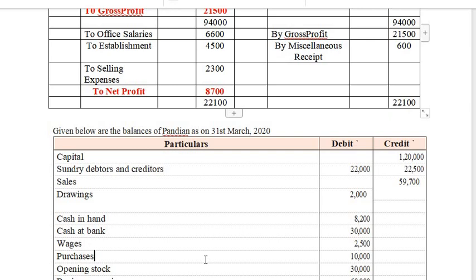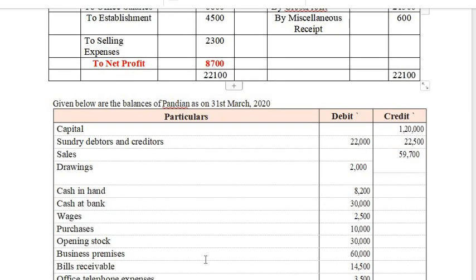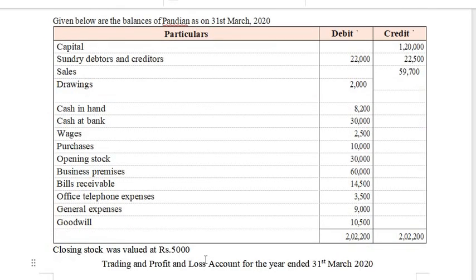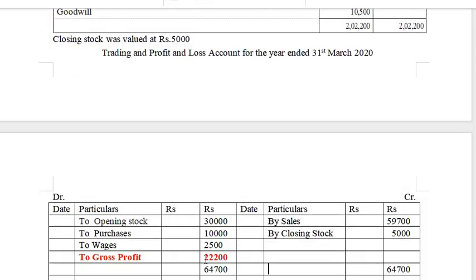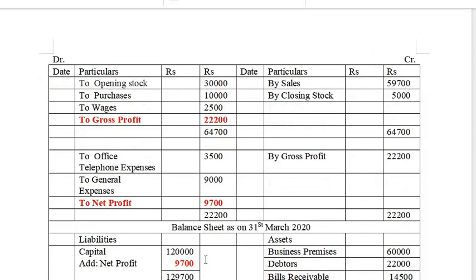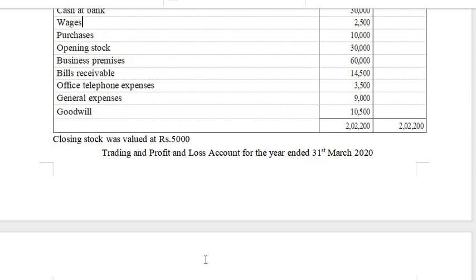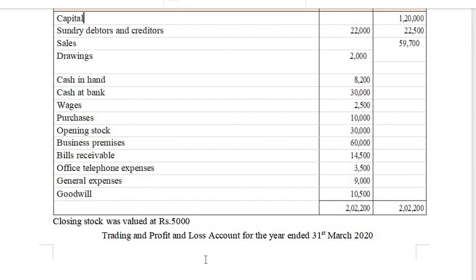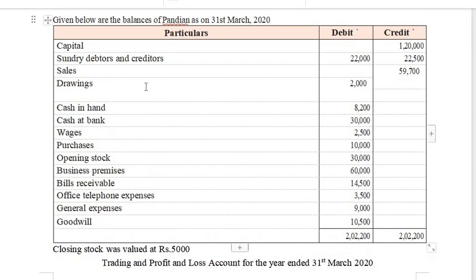Okay, the next one, we'll discuss how to prepare the final account by preparing trading account, P&L account and balance sheet. See here, this is a very simple question I gave here. Given below are the balances of Pandian as on 31st March 2020. This is nothing but the trial balance. This is the information given in the trial balance, debit and credit.